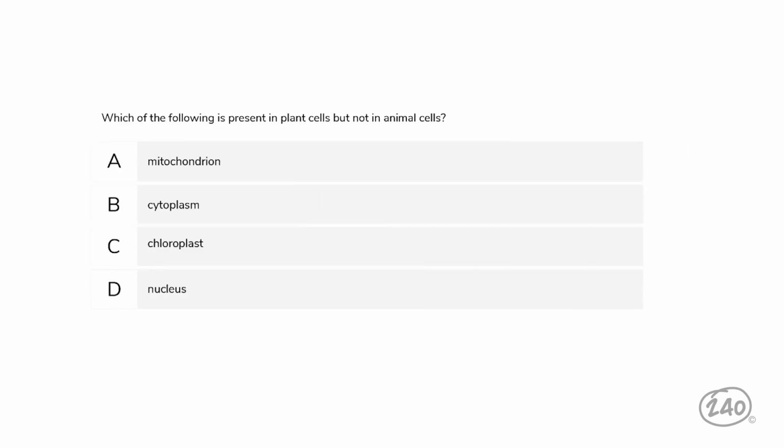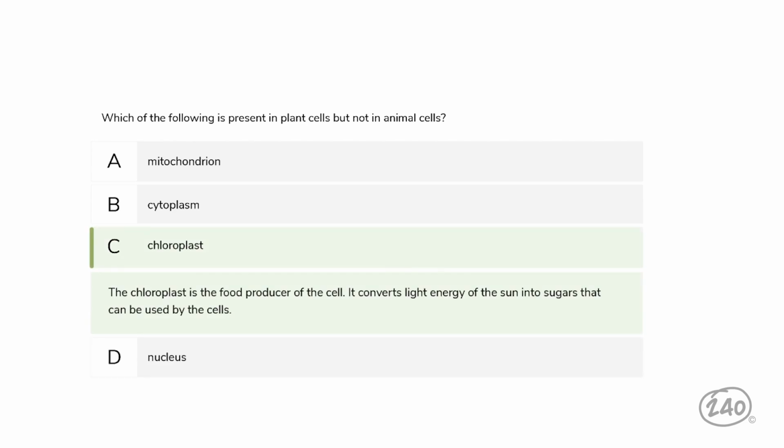We made it through Earth science. Onward to life science. What about those tricky structure and function questions? What do those look like? Which of the following is present in plant cells, but not in animal cells? Animal cells have mitochondria, cytoplasm, and a nucleus. But only plant cells have chloroplasts. The chloroplast is the food producer of the cell. It converts light energy of the sun into sugars that can be used by the cells.